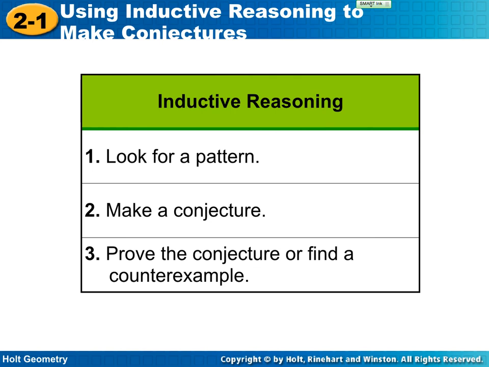All right, so inductive reasoning is the thinking process that you're going through. There's basically 3 steps in the thinking process. Look for a pattern. We looked at some number patterns, some picture patterns. We made a conjecture. Conjecture was what you believe to be true, but it's not proven to be true at that point. The 3rd step is either proving the conjecture or finding a counterexample.